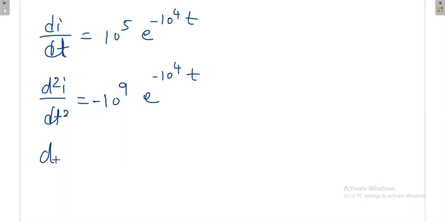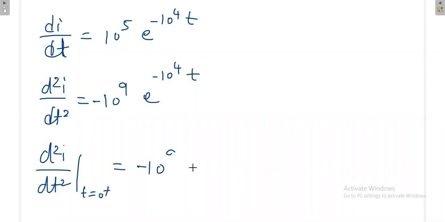But I need the answer at t is equal to 0 plus. At t is equal to 0 plus, e power 0 is 1, then minus 10 power 9 ampere per second square. Ampere per second square is the answer. So like this also you can do. Next we'll see another problem.